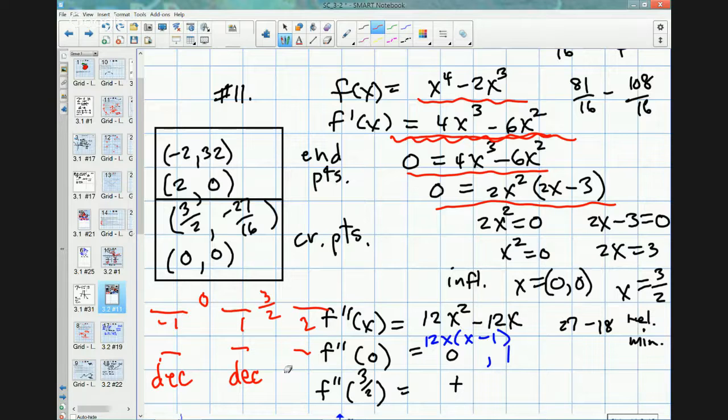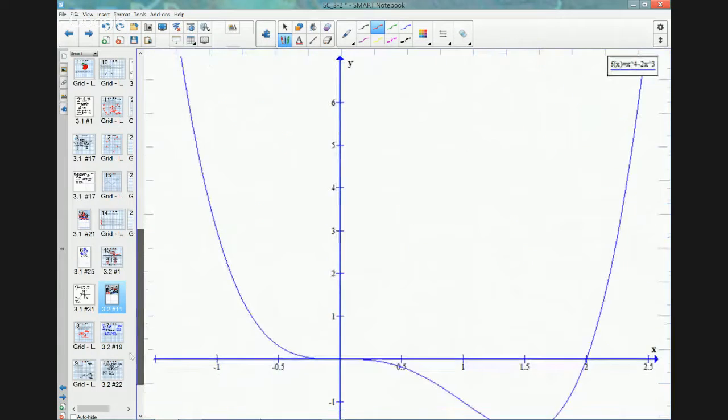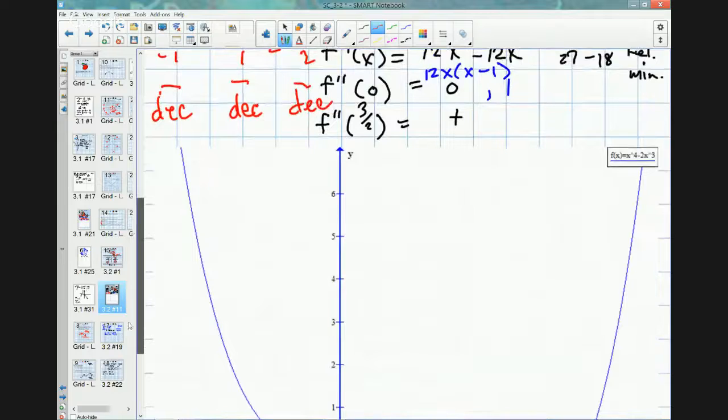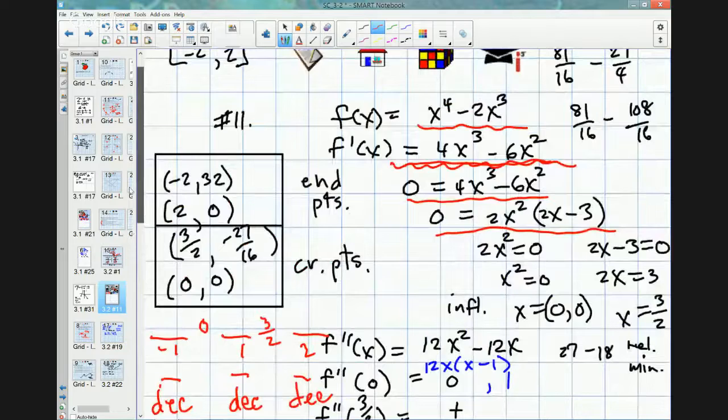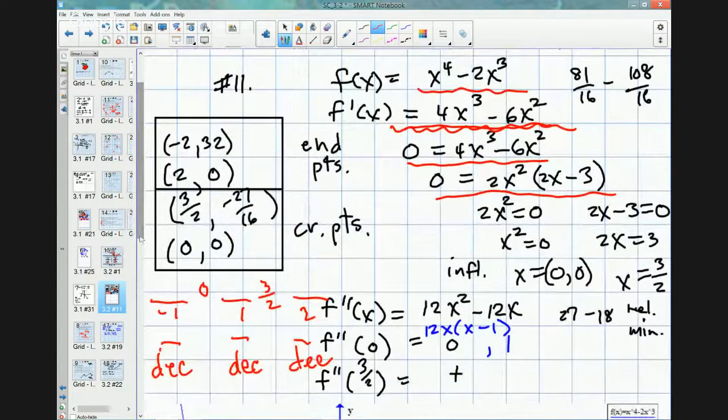So it looks like this thing is forever decreasing, and that's not correct. Let me check that out again. At 2, what's f prime at 2? 2 cubed is 8. 8 times 4 is 32. 32 minus 24 is a positive 8. Sorry, that's what I did wrong. And so, because that's a positive, this last term is increasing.